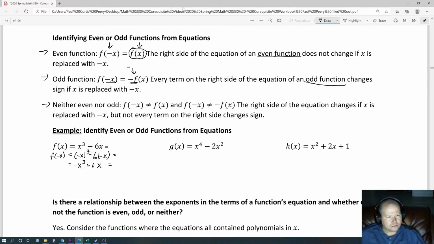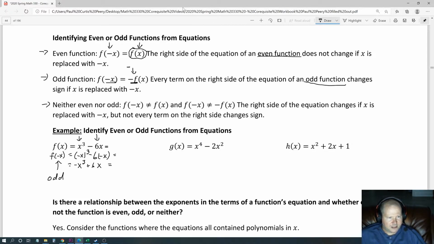Now, notice that the first term of the original one was a positive x cubed, and now we have a negative x cubed. The sign has flipped. The next one, we had a negative or subtraction of 6x, and now we have the addition of 6x, right? So both terms, there are only two, their signs flipped. So we know this one must be odd. We plugged in a negative x, and it flipped the entire equation. All the signs of the entire original equation were flipped, so this is an odd one.